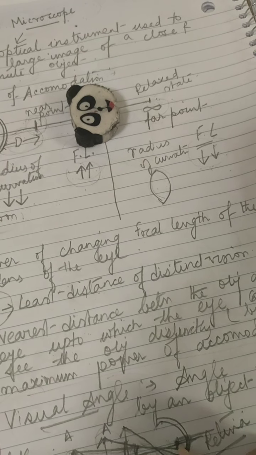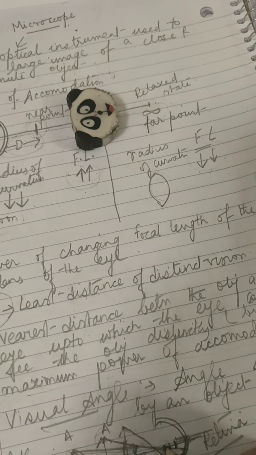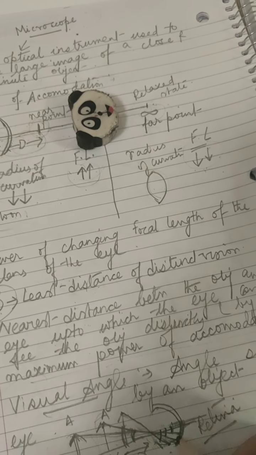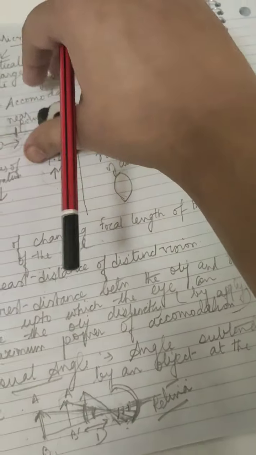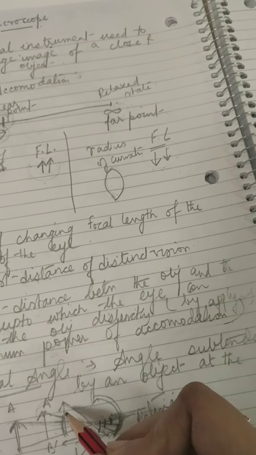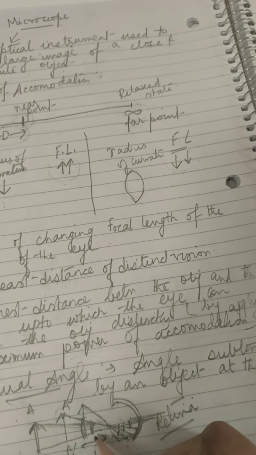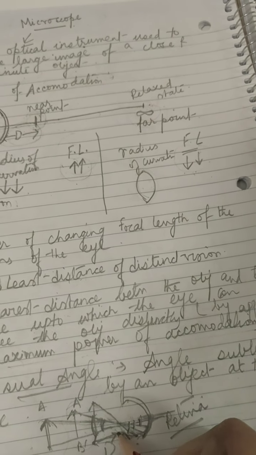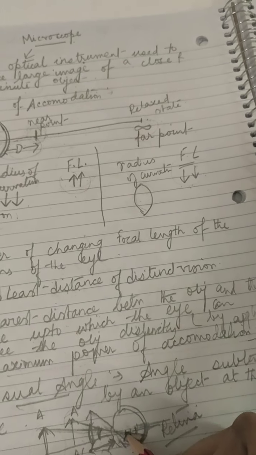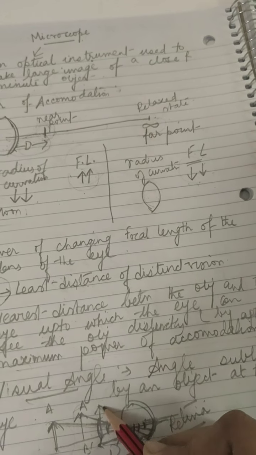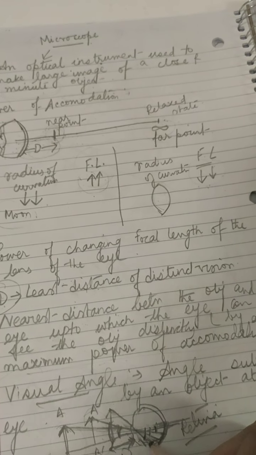Okay, this is the first, this is the second, and this is the third. The third one is the largest, you can see. The third one is the largest when it is kept at a distance d from the eye, when the object is at a distance d from the eye. This is the eye. So the third visual angle is the largest. It is formed by this.